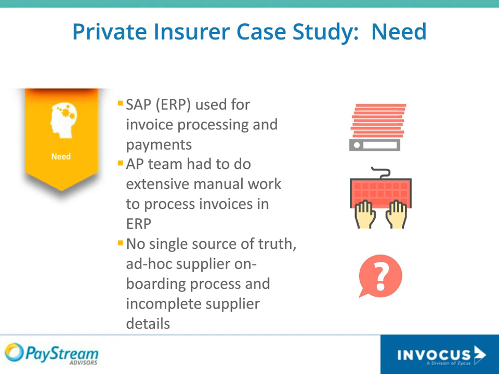So in this particular case, the company happens to be in the financial services sector, a private insurer, and when we look at the as-is process, what the need was, this is probably a pretty typical scenario for a lot of organizations in that today they may be using their ERP, in this case it happened to be SAP, for invoice processing and payments, but because they haven't captured any meaningful percentage of their invoices electronically, it's still mainly a manual paper-bound process, which meant for this insurance company that their AP team was allocating a disproportionate amount of their time to extensive manual data entry to process invoices.